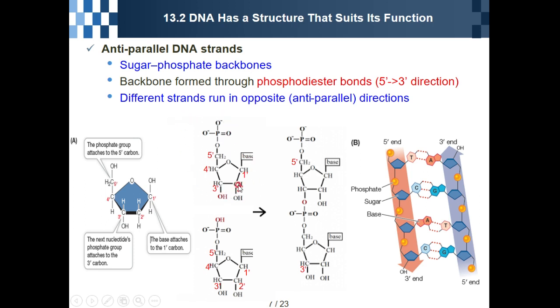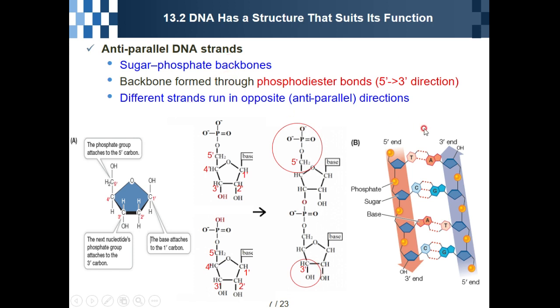One sugar phosphate backbone, and the other sugar phosphate backbone. But they combine to each other. They did a condensation reaction, so they combine to each other. It means that it starts from the fifth carbon and ends at the 3 carbon. So DNA is usually synthesized in the 5 to 3 direction. The backbone is formed through phosphodiester bonds, but the direction is 5 to 3.